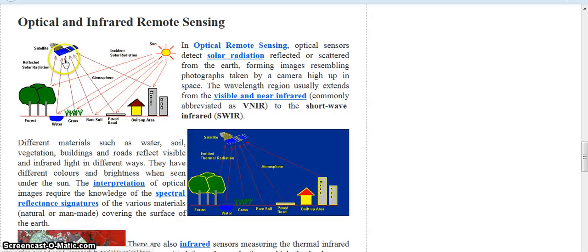And here's some of the things that they can use. And they're sort of saying that it's not any different than the sun. Okay, it comes from the satellite, bounces up, sun energy. I'll just read it instead of blabbing. In optical remote sensing, optical sensors detect solar radiation reflected or scattered from the Earth, forming images resembling photographs taken by a camera high up in space. The wavelength region usually extends from the visible and near infrared. So everything is emitting energy and it's being picked up by the satellite.